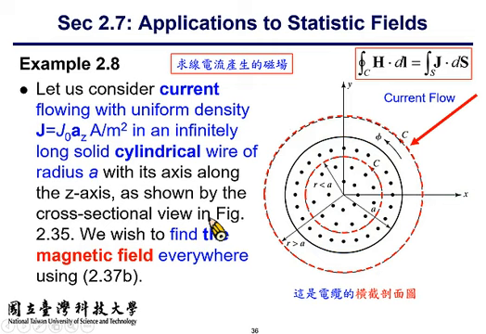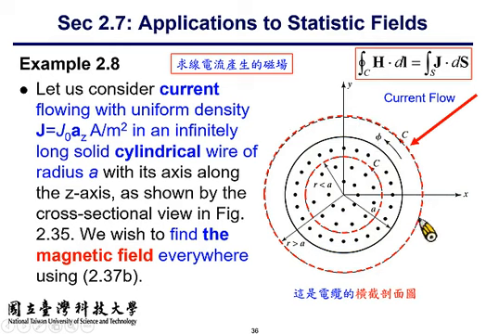Alright, so for this case, which is static current, it's distributed uniformly in the conductor, and we would like to find the magnetic field everywhere in the neighborhood of this current conducting wire.